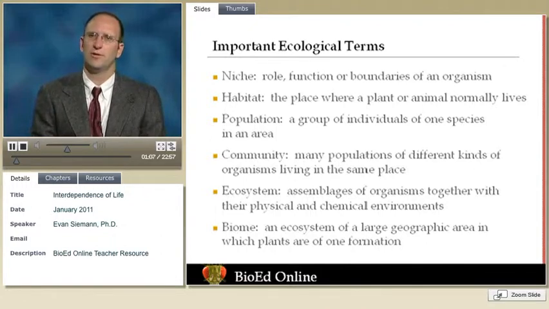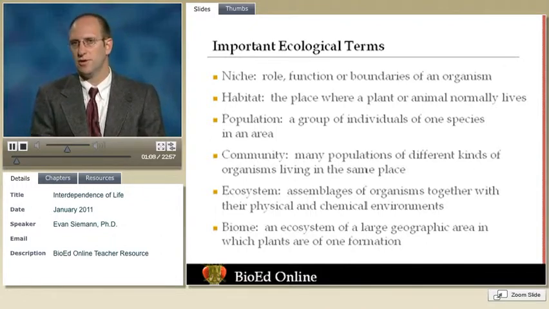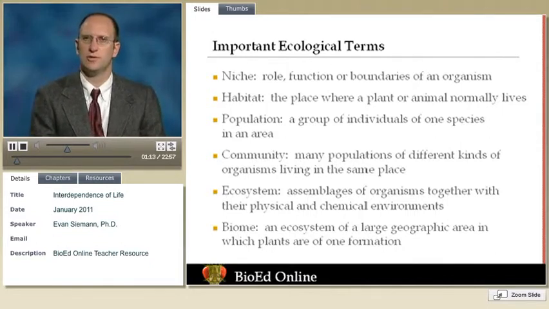It includes the other organisms that an organism interacts with. So for instance, for a plant, it would include not only the resources the plant uses, but also its interactions with organisms with which it competes, other plants, as well as animals that might eat or pollinate the flowers of the plant.